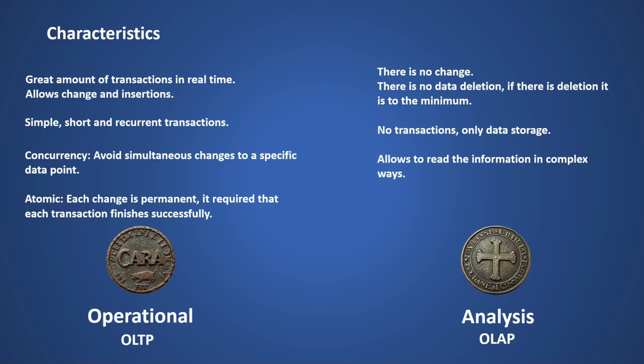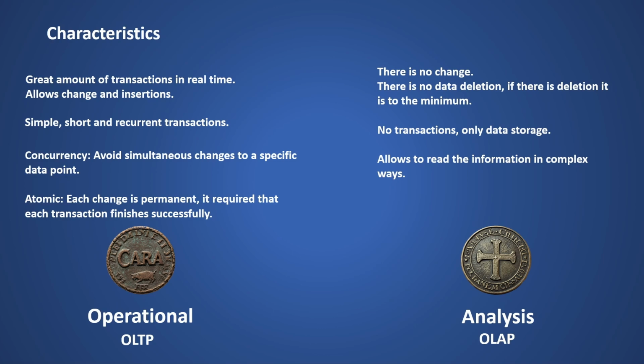As we said in a previous video, the movement of the information on this side of the business is called transactions. What characterizes these transactions is that they are simple, short, and recurrent. Apart from this, there are two more very important characteristics.